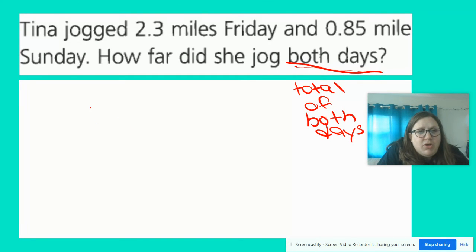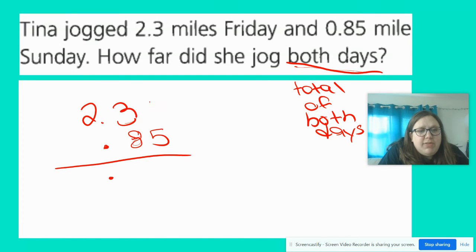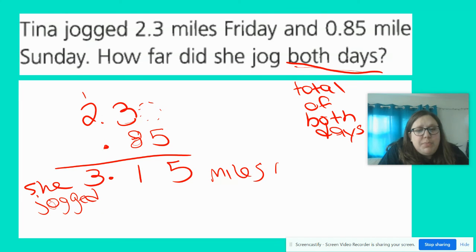All right, so Tina jogged 2 and 3/10. And then I'm going to add my decimal here right below it and my answer decimal. That way everything's all aligned. And then 8/10. Add my placeholder 0. Nothing in 5 is still 5. 3 and 8 is 11. Carry that 1. 1 and 2 is 3. So she jogged 3 and 1/10 miles both days.